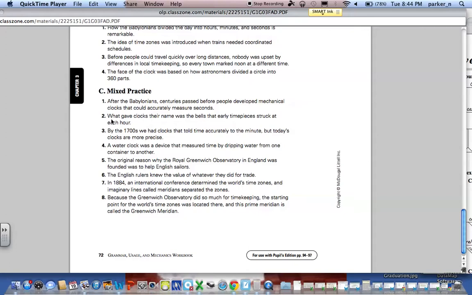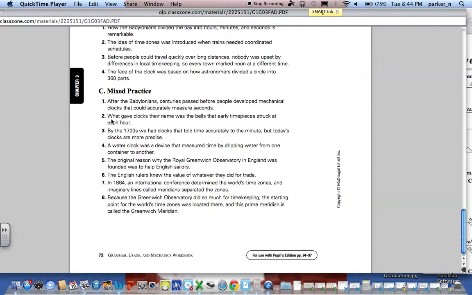Here's a little extra practice with the diagramming. If you look at page 72 in your grammar book on the mixed practice that we did not do in class, I thought I'd take just a couple of these and walk you through them for a little extra practice. Let's start with number 1.